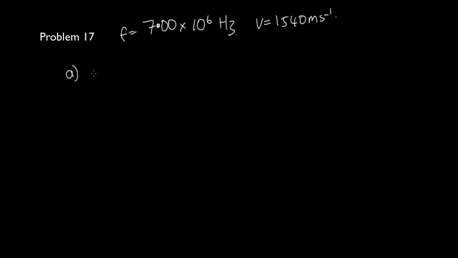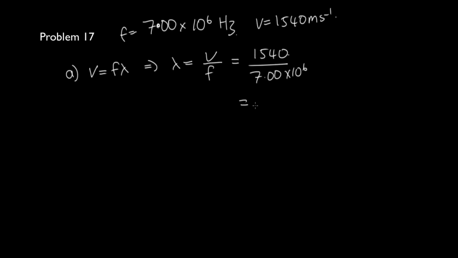So in order to do this, we just need to use our wave equation. V is equal to f lambda, which tells us that the wavelength is equal to the velocity over the frequency, which is 1,540 over 7.00 times 10 to the 6. And solving this one on the calculator, we end up with 2.20 times 10 to the minus 4 meters.